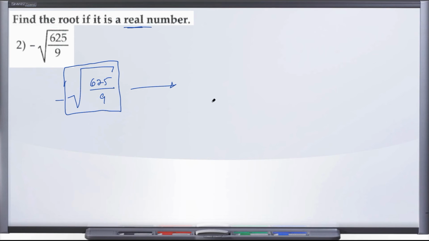And one of the rules of radicals when you're dealing with a fraction under the radical is, if it helps you, you can split the radical up into 2 separate radicals like this. So you can take the square root of 625, and then you can take the square root of 9, and that'll give you an answer. Or if you're comfortable dealing with the radical like this, that's certainly okay.